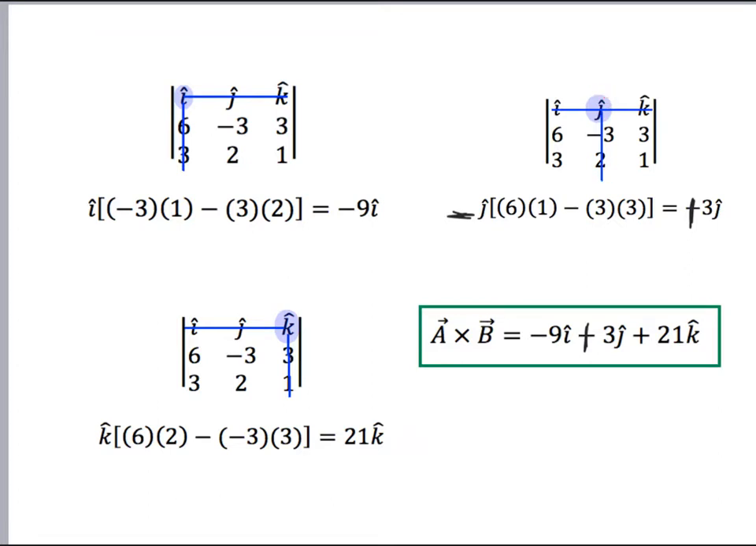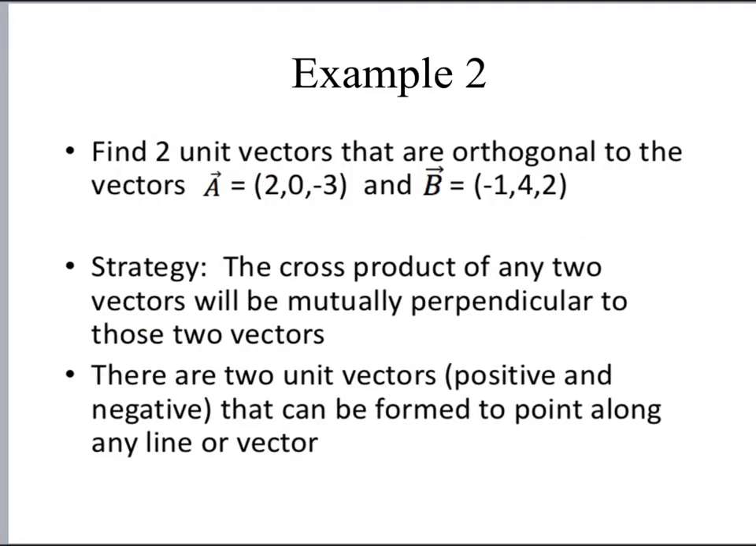So when I move it over for the third term, the k hat term, I cross out this column and this row. I'm left with the determinant 6 times 2 minus 3 times 3. This minus and that minus together will give us a plus, so I get 12 plus 9, and that gives me 21 in the k hat. And so that gives me an answer for A cross B of minus 9i hat plus 3j hat plus 21k hat.